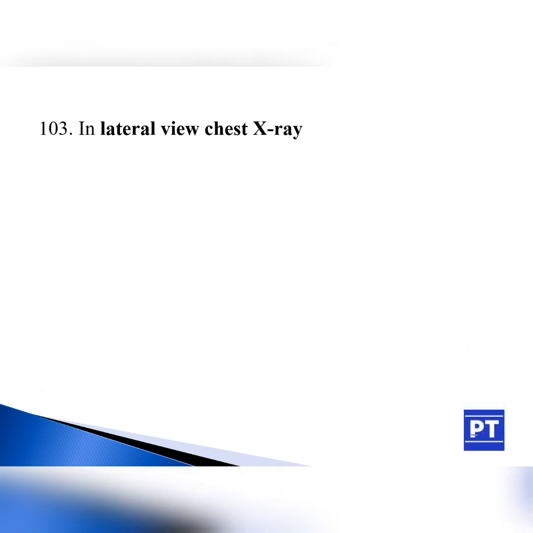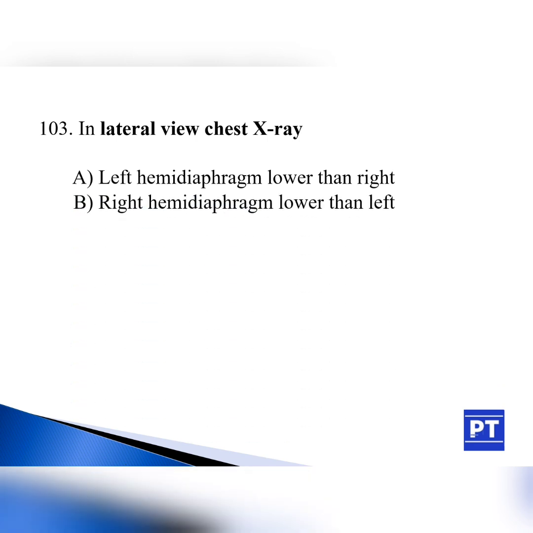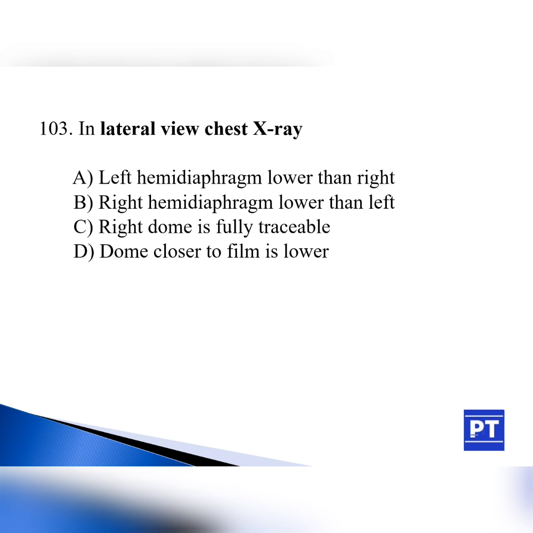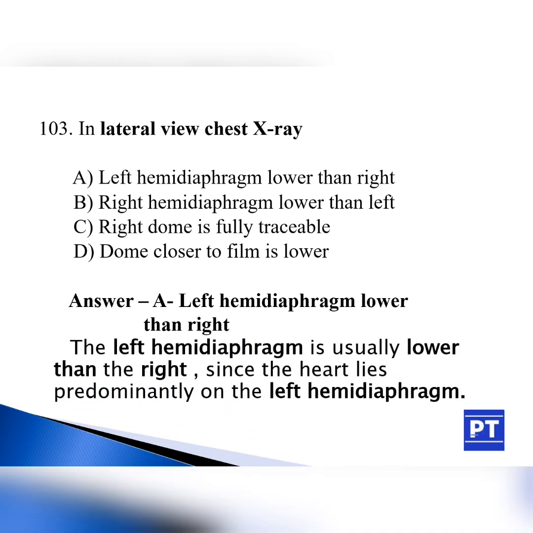Question number 103. In a lateral view chest X-ray: option A, left hemidiaphragm lower than right; option B, right hemidiaphragm lower than left; option C, right dome is fully traceable; option D, dome closer to film is lower. The answer is option A, left hemidiaphragm lower than the right. The left hemidiaphragm is usually lower than the right since the heart lies predominantly on the left.